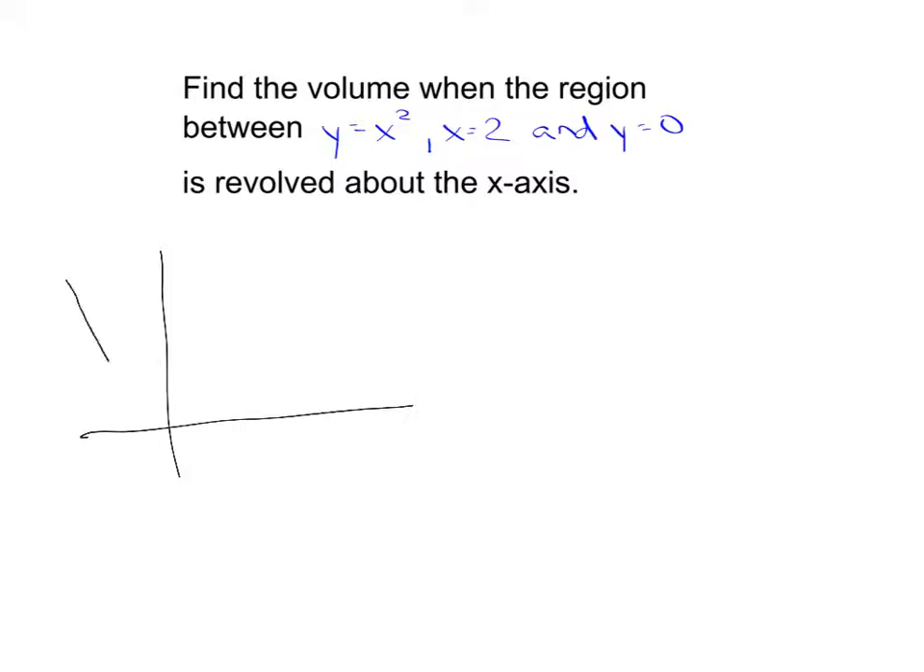y equals x squared is a parabola. x equals 2 is a vertical line. Let me space that out a little bit more. 1, 2. x equals 2 is a vertical line. And y equals 0 is the x-axis. That's the line y equals 0. So the region that we are looking at, that we're spinning around the x-axis, is this blue kind of triangular region, but it's getting revolved around the x-axis. So think about what that actual shape would look like.